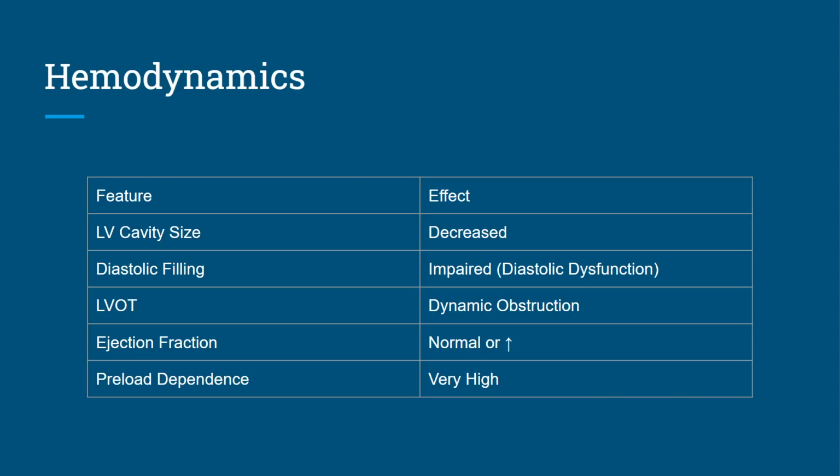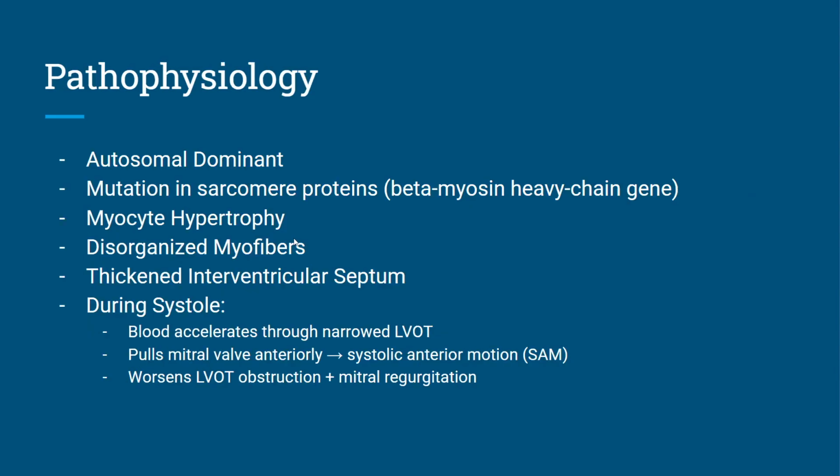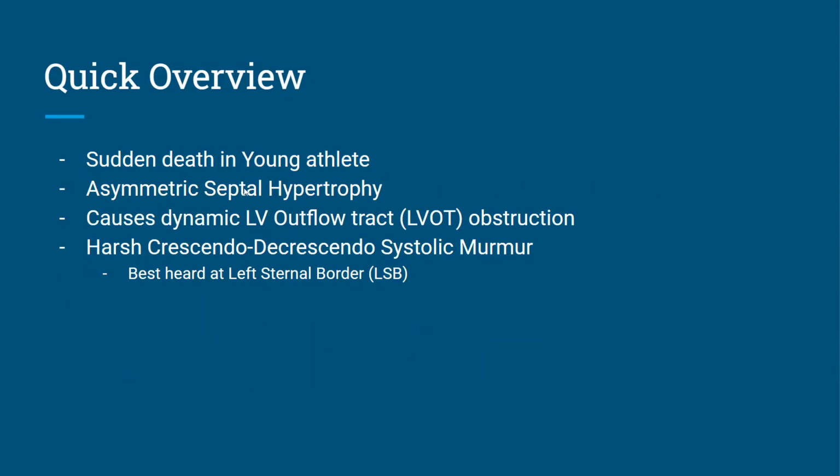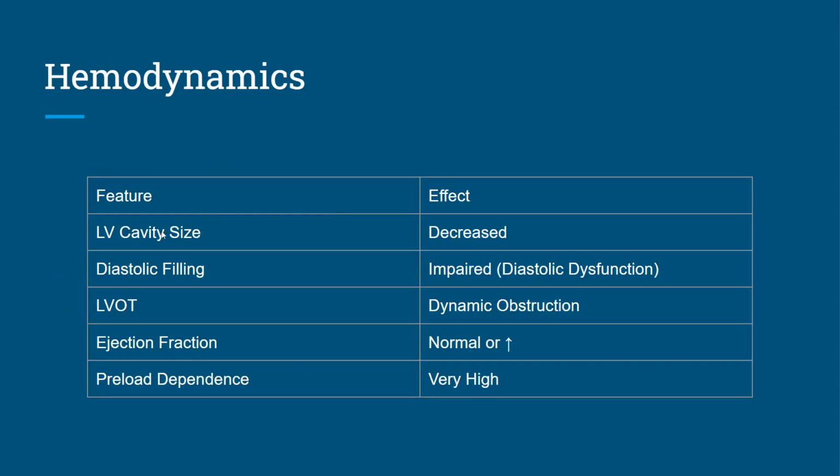Okay, hemodynamics. In HOCM, the left ventricular cavity is small. The septum bulges into the outflow tract, and the blood must squeeze through a narrow passage. And as blood accelerates through this narrowed area, that's why you have this problem. And like we discussed, the left ventricular cavity size is decreased because the asymmetric septal hypertrophy is pretty much taking space in the left ventricular cavity.